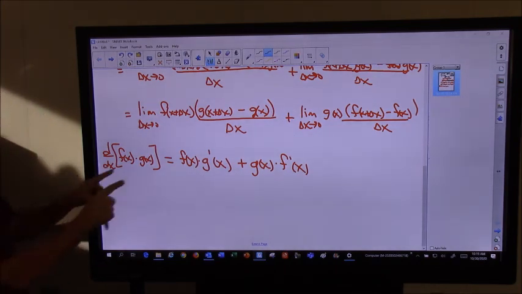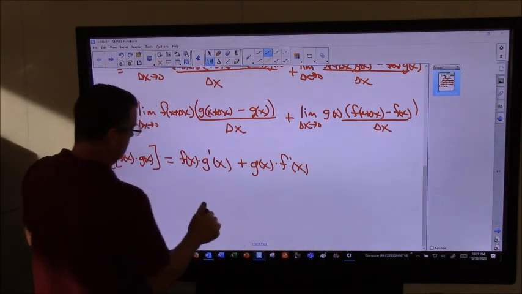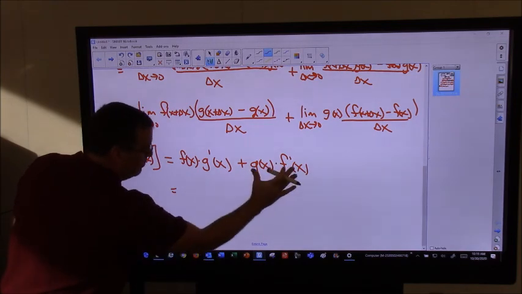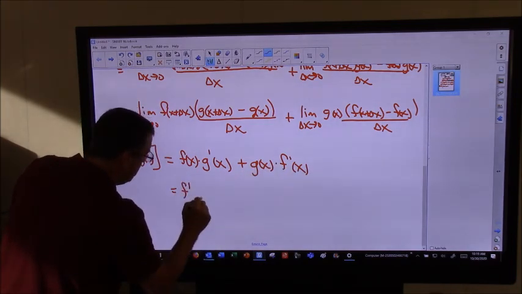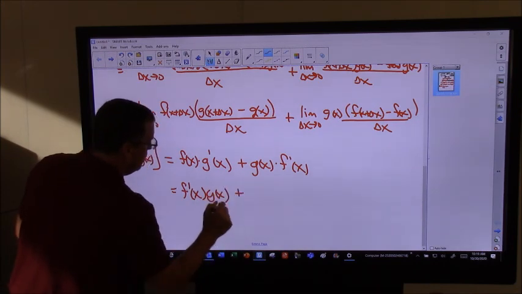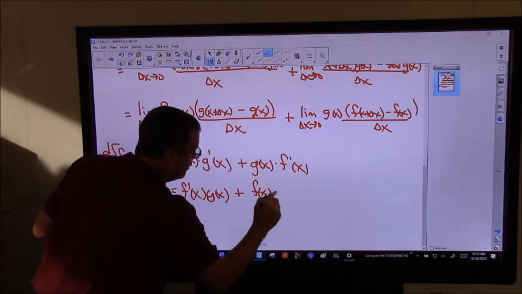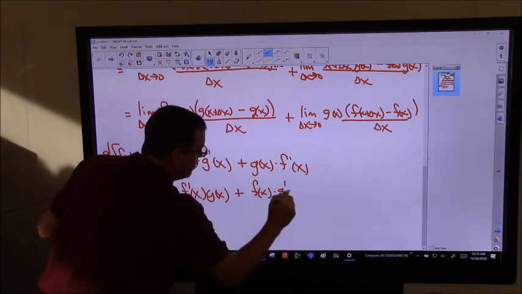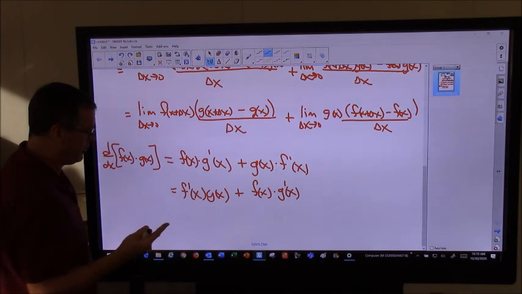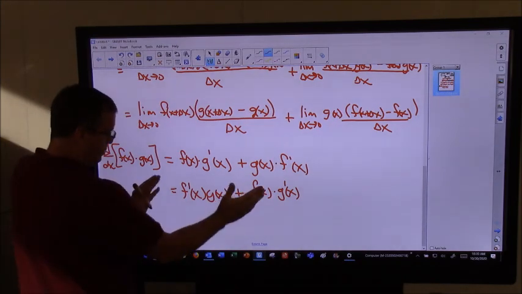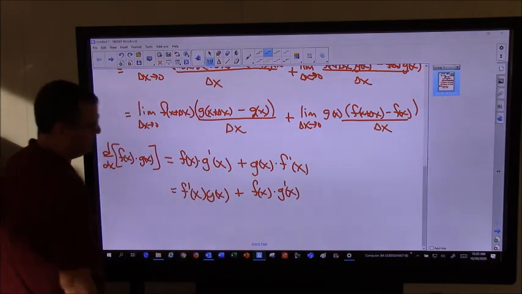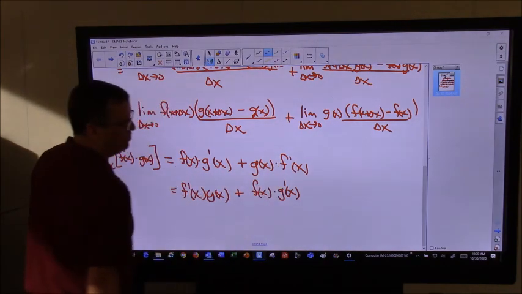I'm actually going to rewrite this. I'm going to write the exact same thing, but I'm going to write it slightly different. I'm going to write this term first, f prime of x times g of x plus f of x times g prime of x. And now I'm going to say this a little bit different, okay? So I wrote down the exact same thing. This term was this one, this term is this one. And because I'm multiplying, I switch those two around.